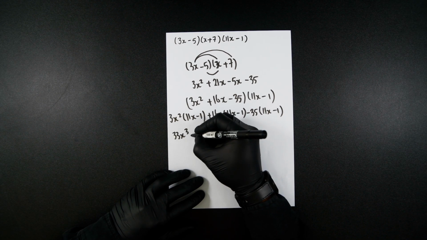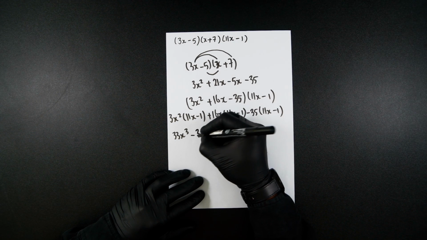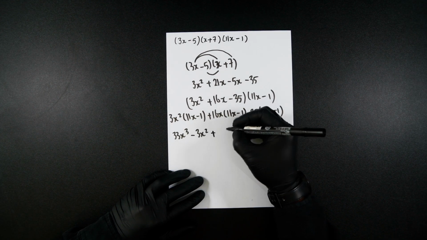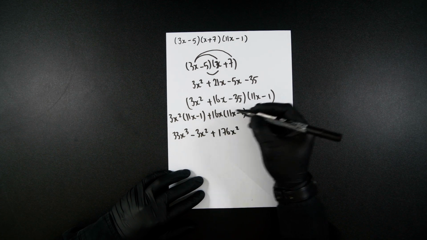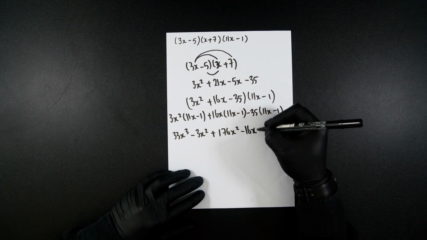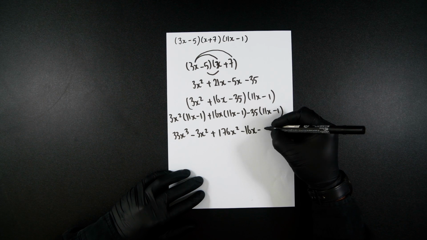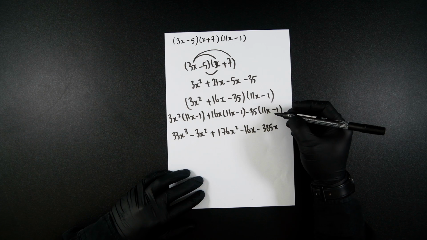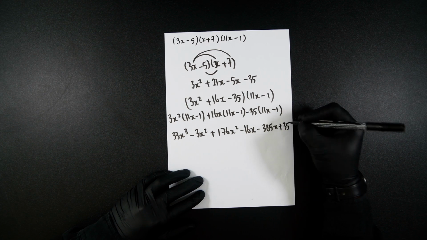You will then have 3x squared times minus 1, which is minus 3x squared. Then we'll have 16x times 11x, which is 176x squared. 16x times minus 1 is minus 16x. Minus 35 times 11x is minus 385x. Then finally, minus 35 times minus 1 is positive 35.